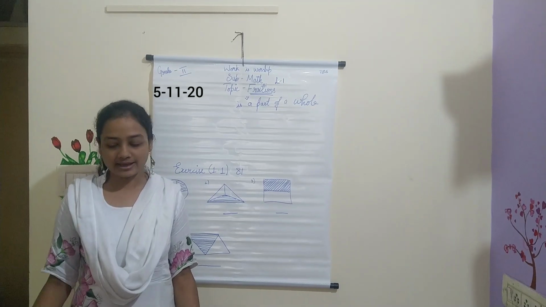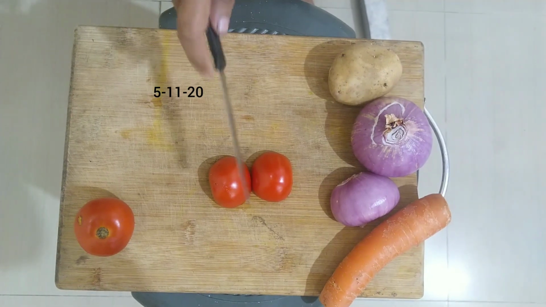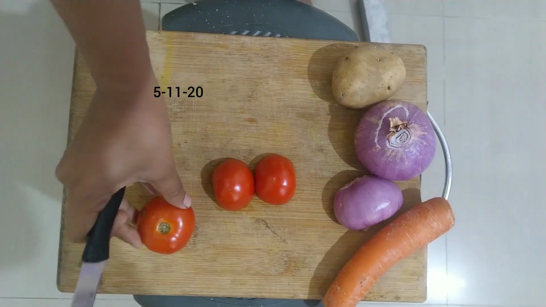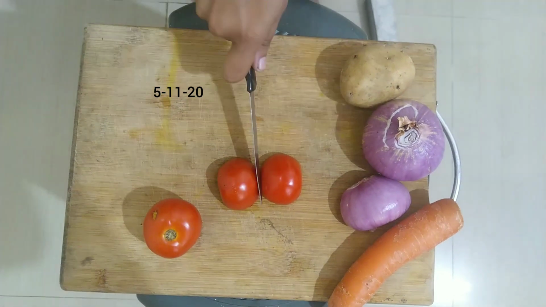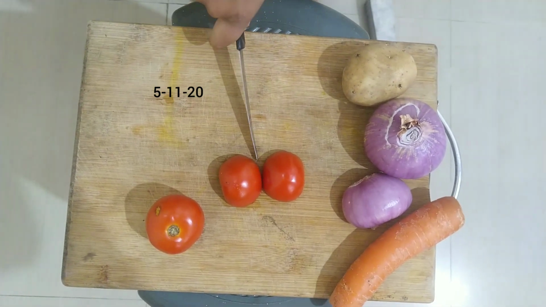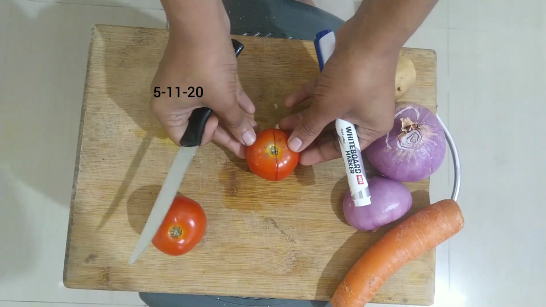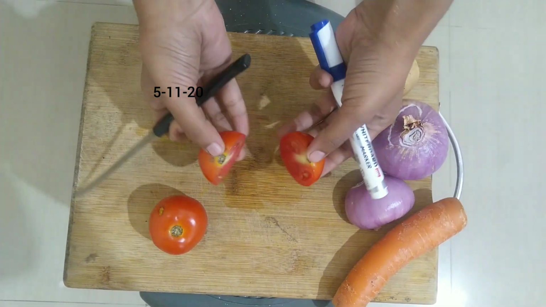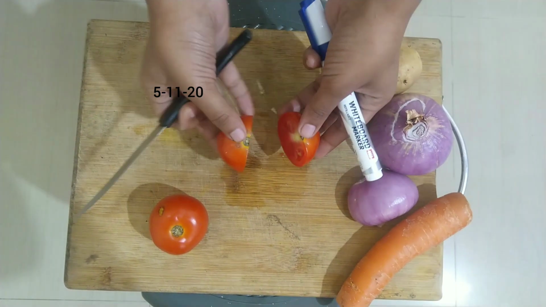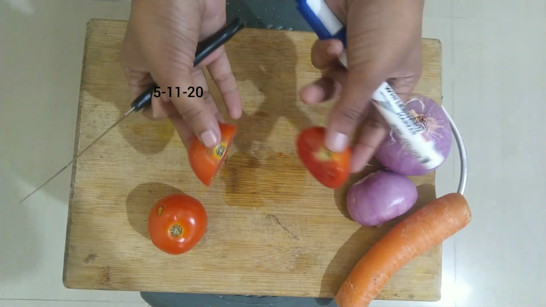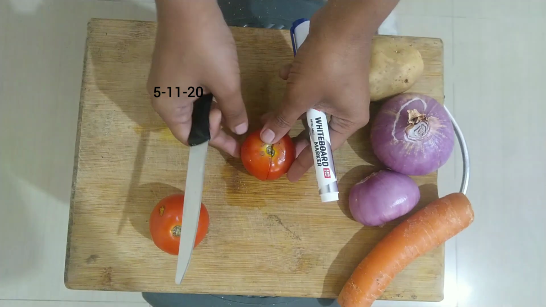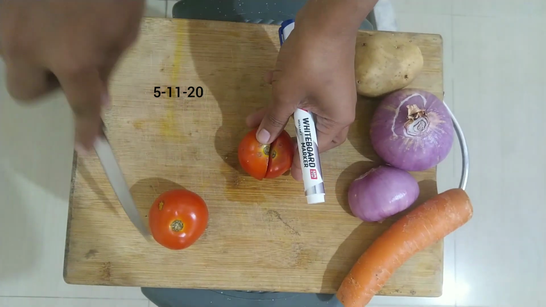Now come to the activity here. You can see that I have a tomato and this is the tomato which I have cut into parts. So here this was one full tomato and I have cut this into 2 parts. So each one is one part. So this is a fraction. It's a part of a whole.